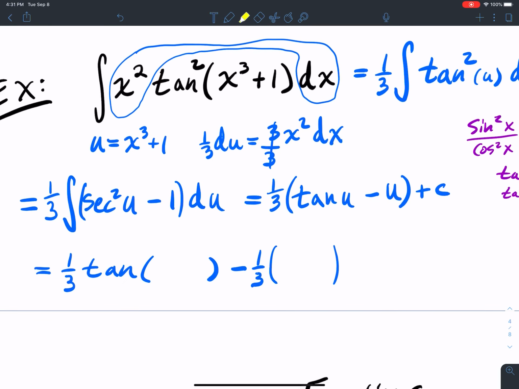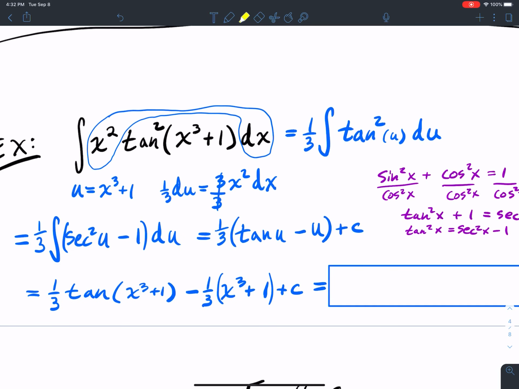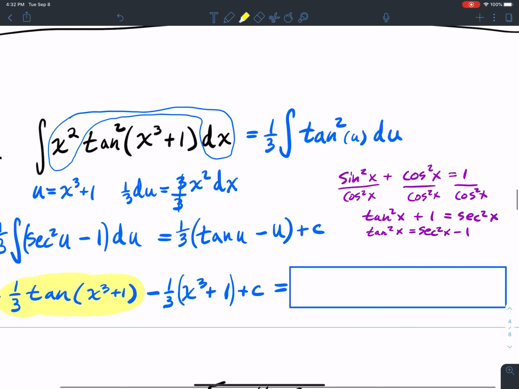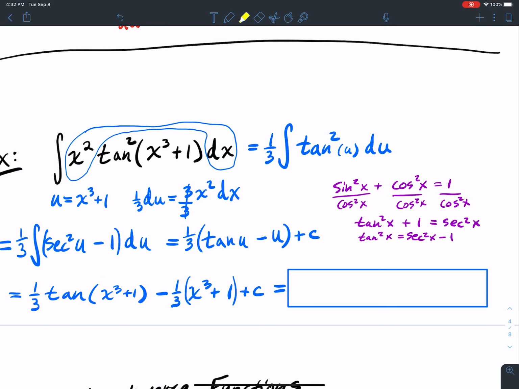Okay, so I'm going to simplify. I can't leave it in terms of u, so I've got to get rid of the u here. u is equal to x cubed plus 1, so I'm going to plug in x cubed plus 1 everywhere I see a u. Now, my final answer here is going to be 1/3 tangent of x cubed plus 1. But then the negative 1/3 distributes to the x cubed, and the negative 1/3 also distributes to that 1 here. But what happens? This gets me a negative 1/3 plus c.